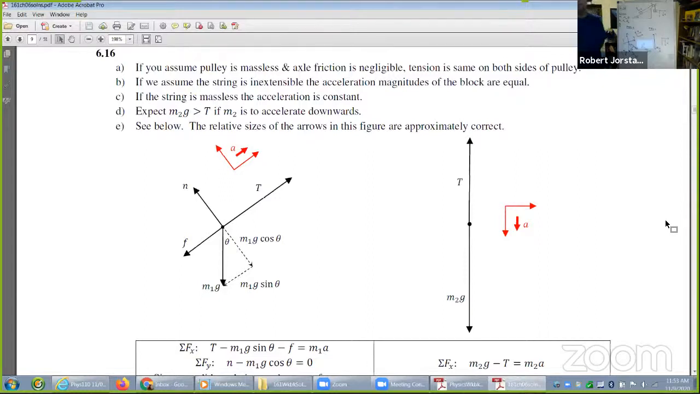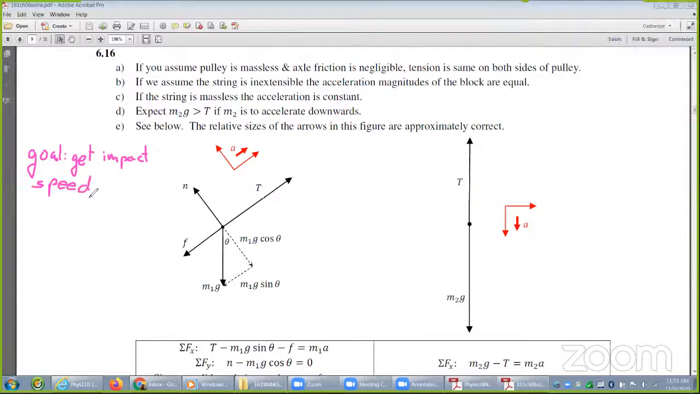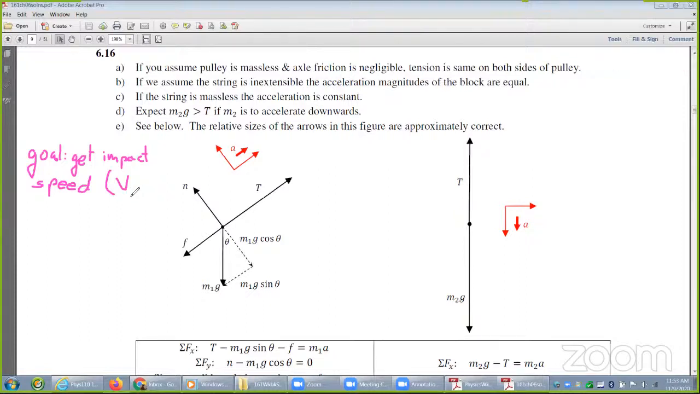So there's our equations. Was that Gage you were suggesting an approach on, right? Our goal was to figure out in the next part, get impact speed. What variable is that? What is impact speed? Velocity? Yeah. Velocity initial or velocity final? Final? Any ideas how you would approach this?